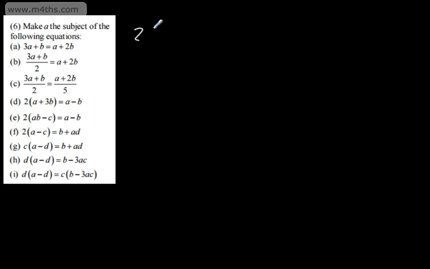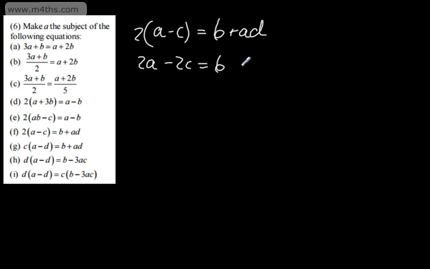So 2 bracket a minus c is equal to b plus ad. So we want a as a subject. 2a minus 2c is equal to b plus ad. Everything on the left with an a, everything on the right without an a. So 2a minus ad is equal to b plus 2c. Or you could write 2c plus b.